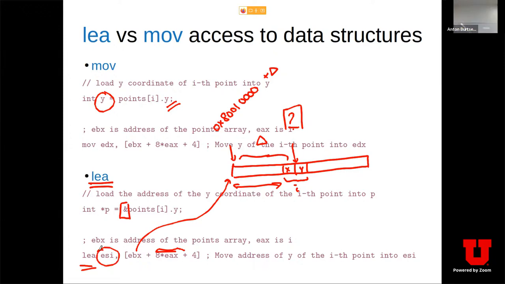So is this the same as just using the move instruction? No, because in a move instruction, if this value is 55, then your EDX ends up with 55. In this example, ESI will end up with something like 0x80010, let's say 40, or to be more precise, 44. So we're computing the address. It's just a convenient instruction which allows you to compute the address in one single step.